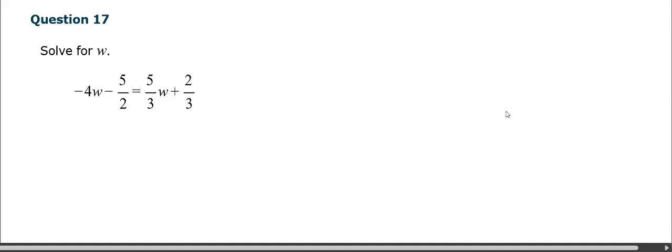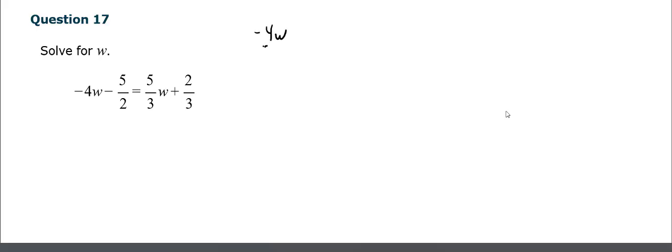My next problem, solve for w. Negative 4w minus 5/2 equals 5/3 w plus 2/3. So again, I'm going to start by rewriting this. So negative 4w is the same thing as negative 4w over 1 minus 5 halves equaling 5/3 w plus 2/3.